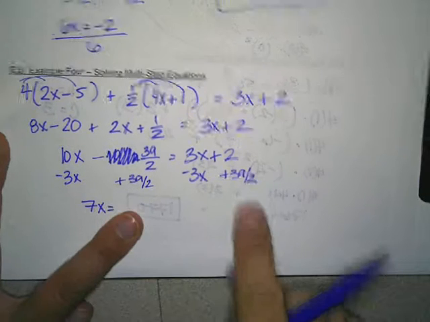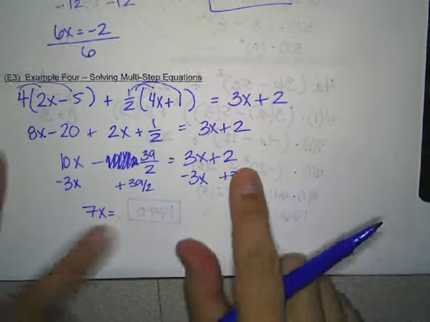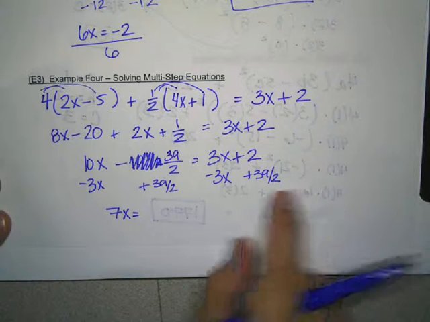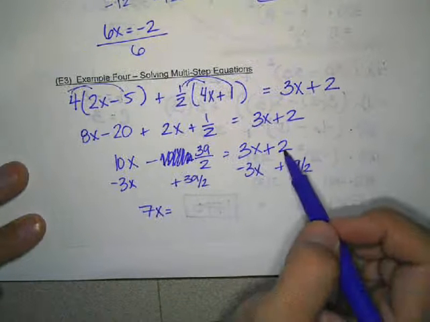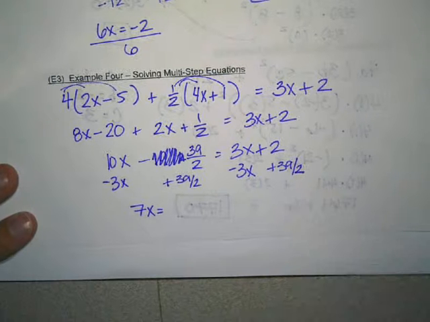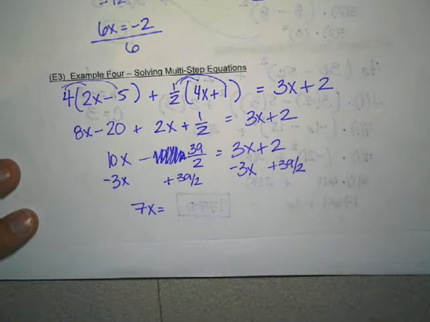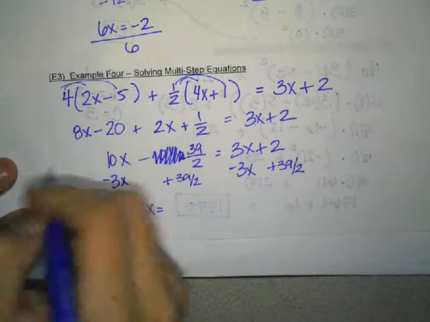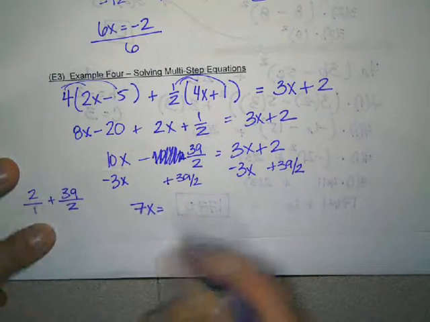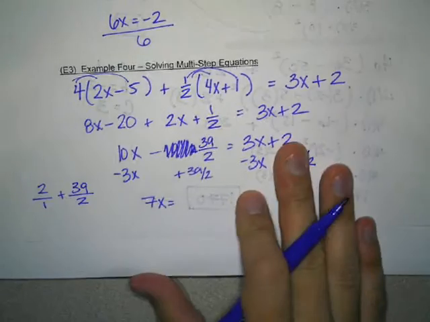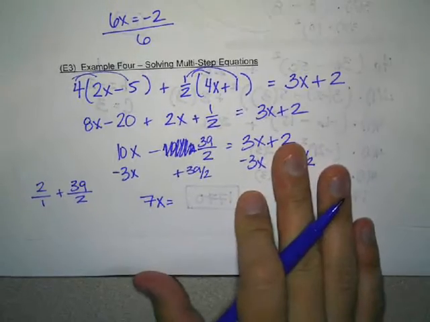Now, whenever you're doing fraction work, I usually do fraction work off on the side so that my problem doesn't really become super crazy. So 2 plus 39 over 2. This is what you're doing. Okay, you're adding 2 wholes, and you're adding 39 halves together.